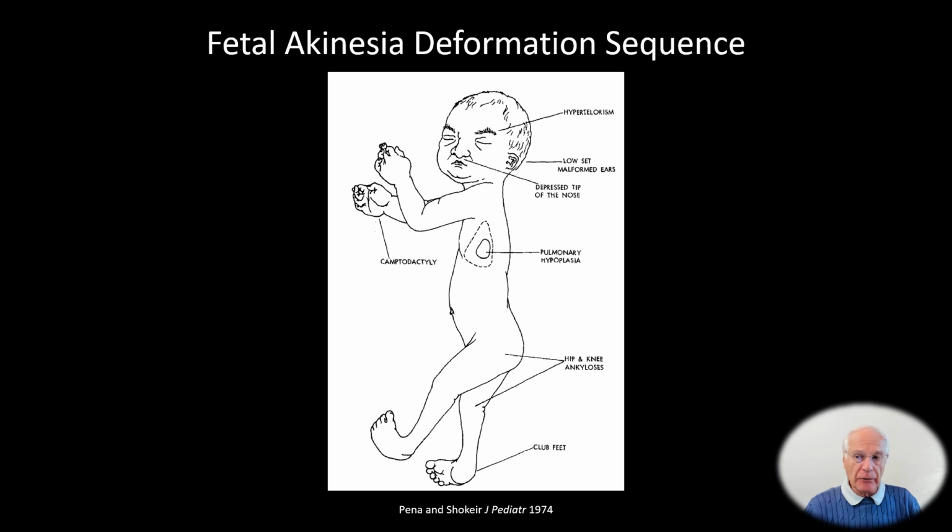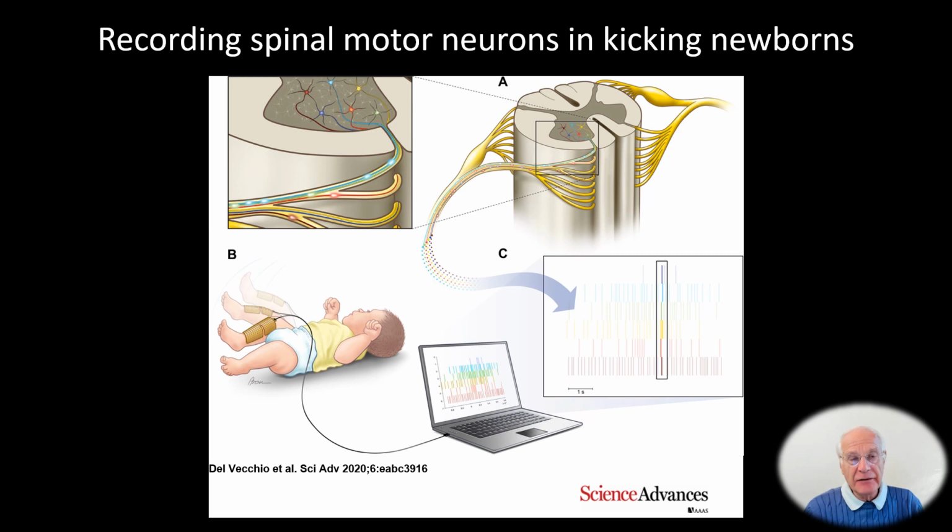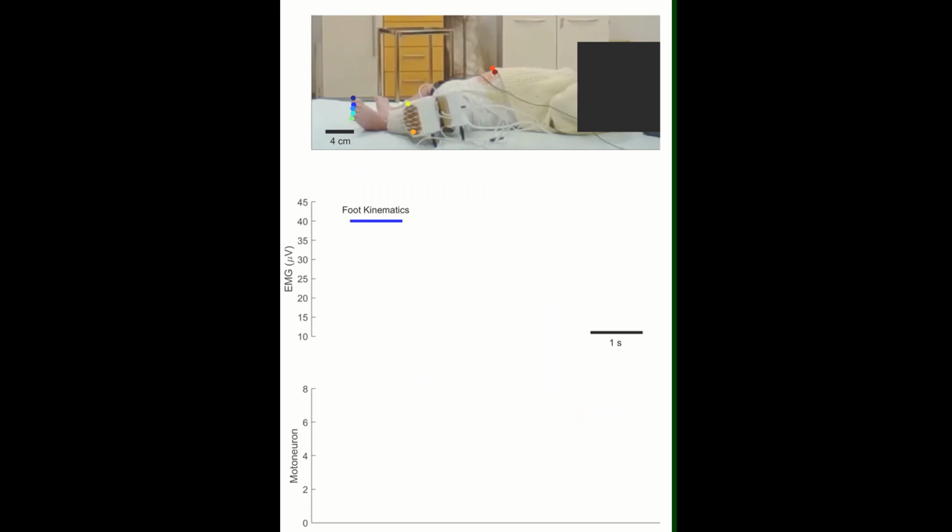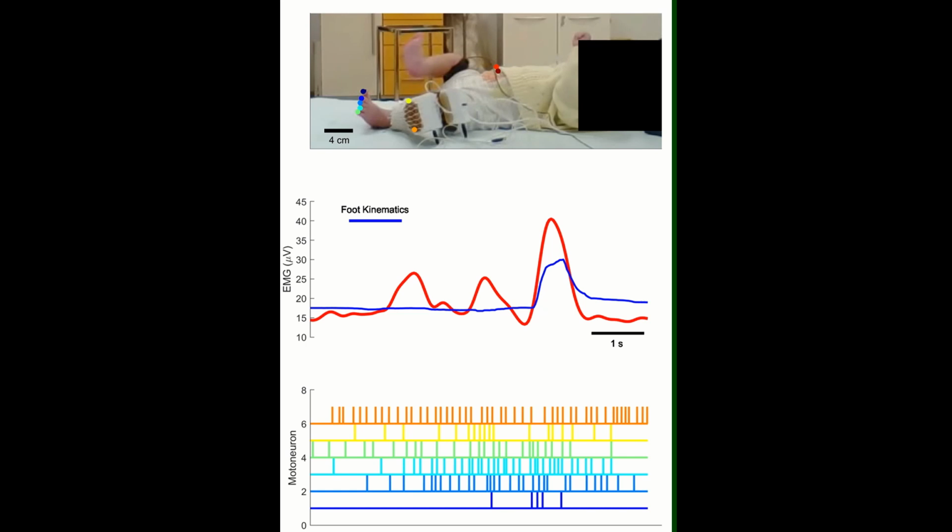We have been able to record non-invasively the activity of individual spinal motor neurons in kicking newborns. We used high-density electrodes in collaboration with Alessandro Del Vecchio and Dario Farina. This is the activity of 6 motor neurons during a fast flexion of the leg and foot. Below, you see the spikes of the motor neurons, above, the leg movement.